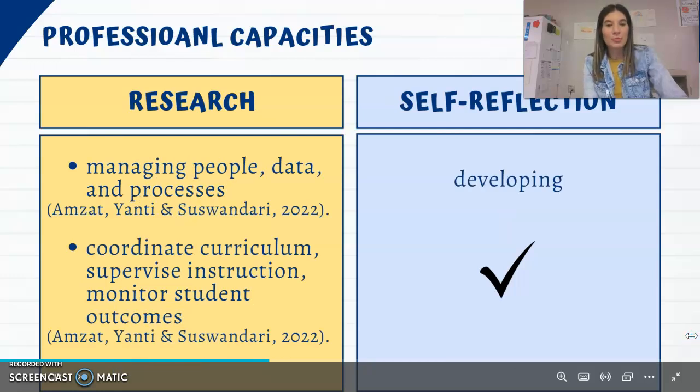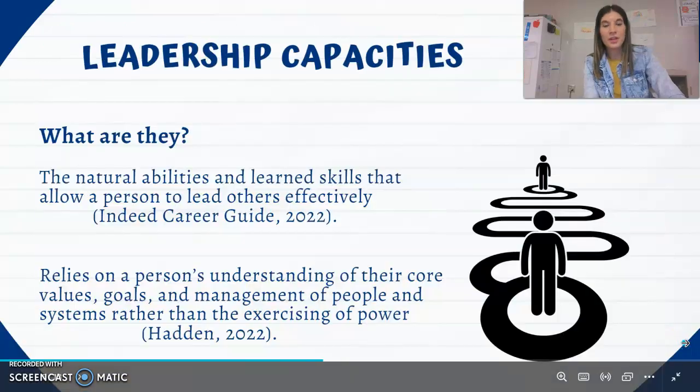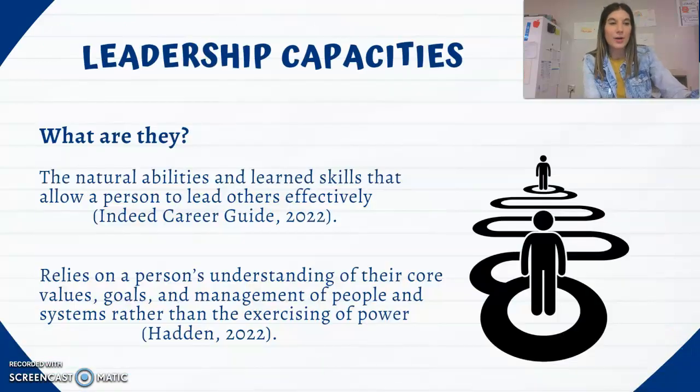Being able to manage people, data, and processes. I feel like I'm developing in the managing people aspect of that. I'm very familiar as an instructional coach and SIT coordinator having to manage data and different processes and supports. But being able to manage people on a more holistic building scale is something that I'm still working on and getting used to. Coordinating curriculum, supervising instruction, and monitoring student outcomes. Again, just my experience as an intervention teacher and SIT coordinator has really helped me develop those areas of my leadership capacities. So then what are leadership capacities and how would I define all of this together succinctly?